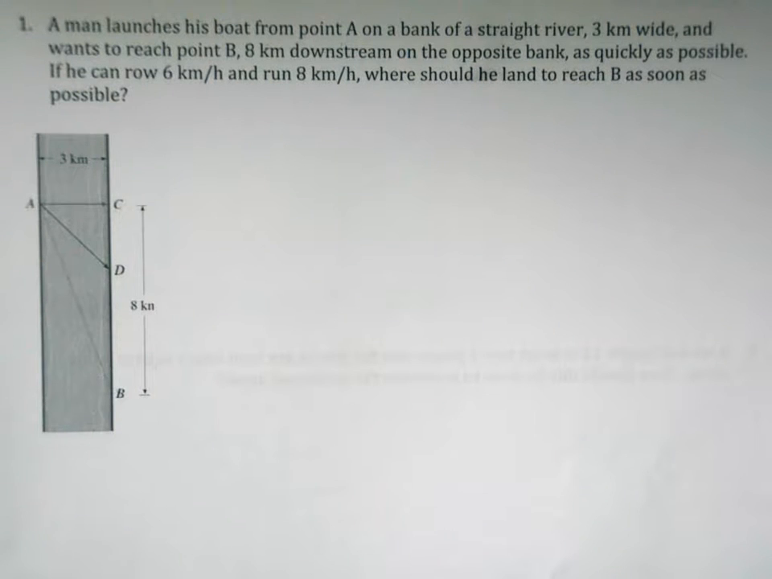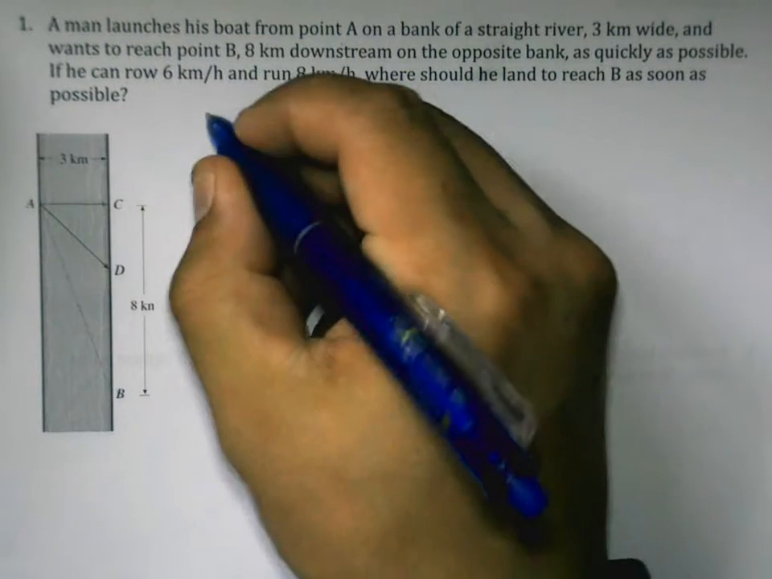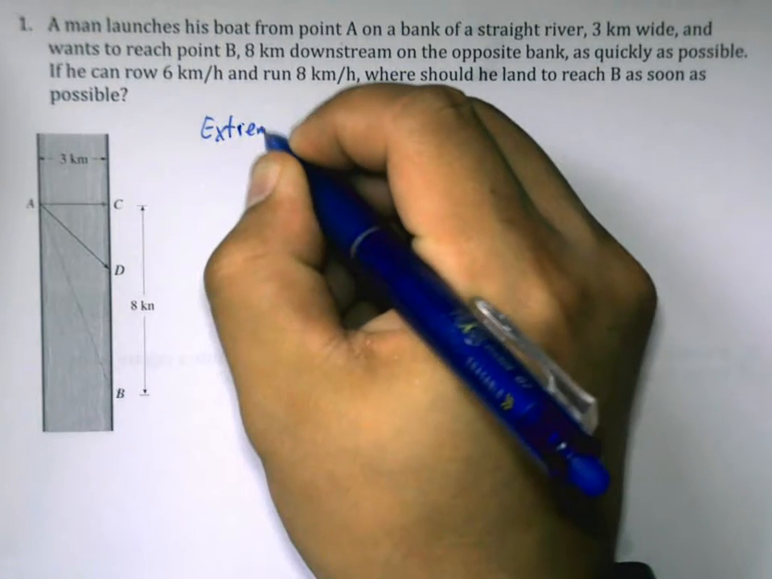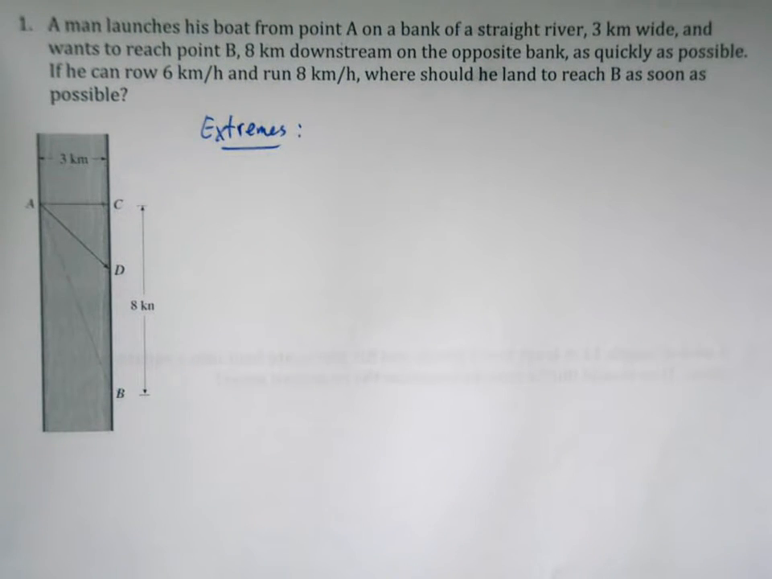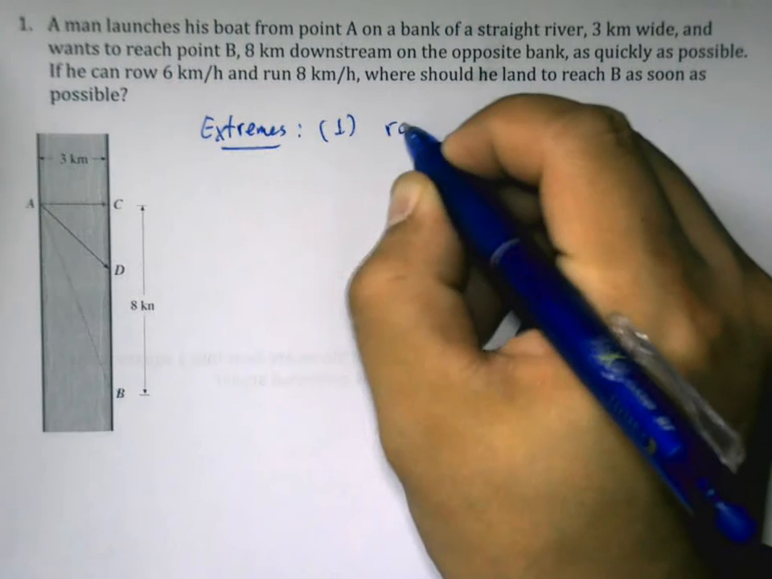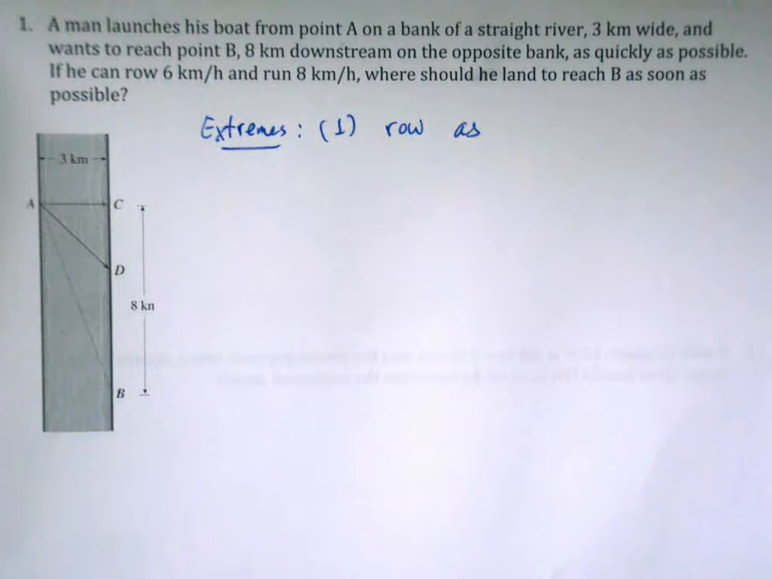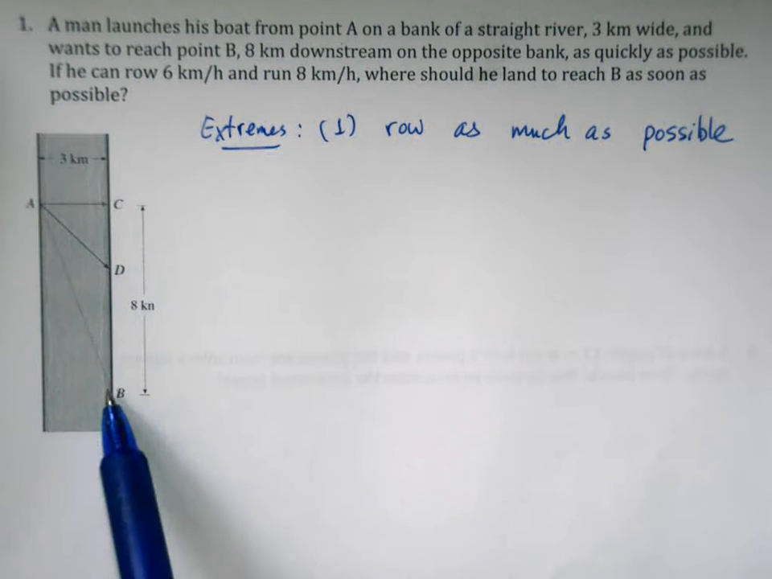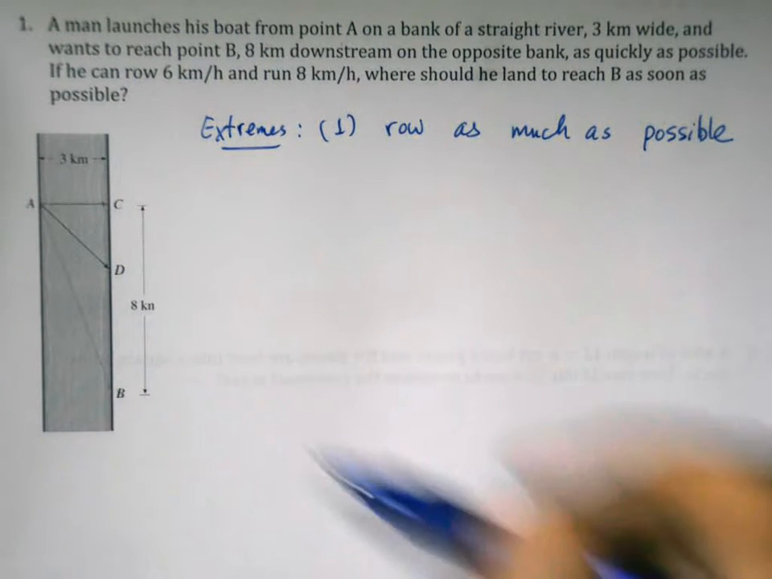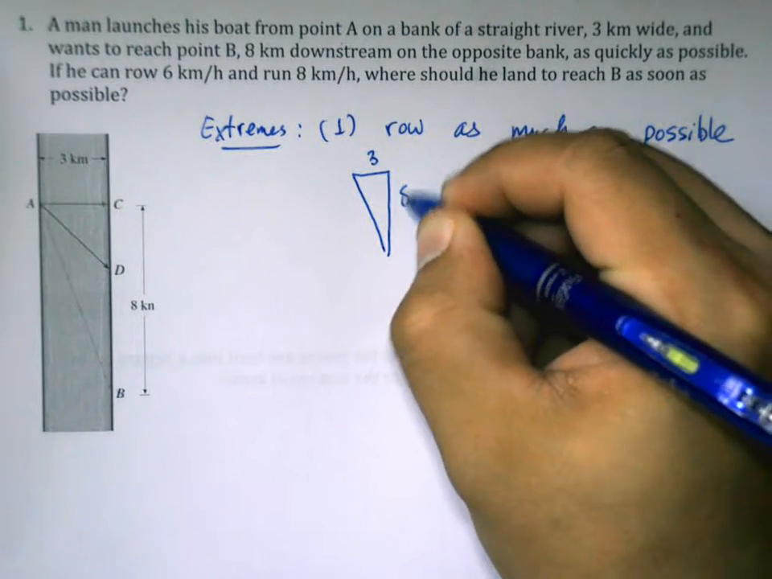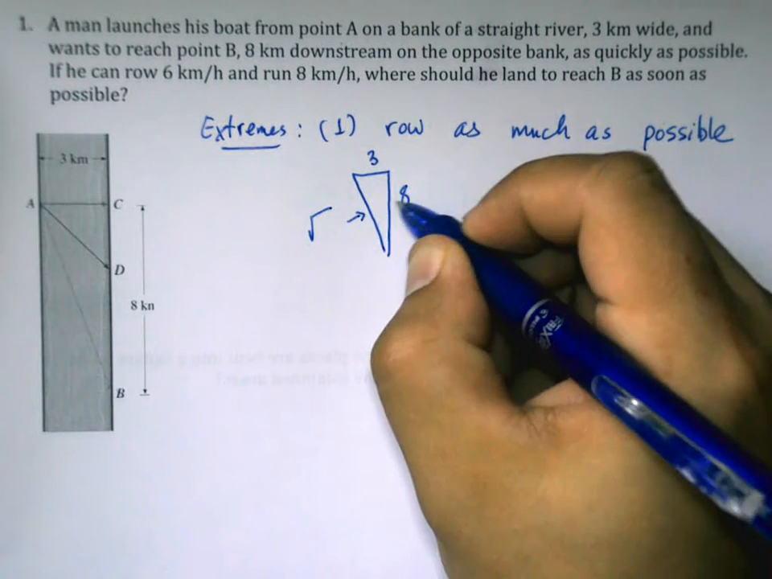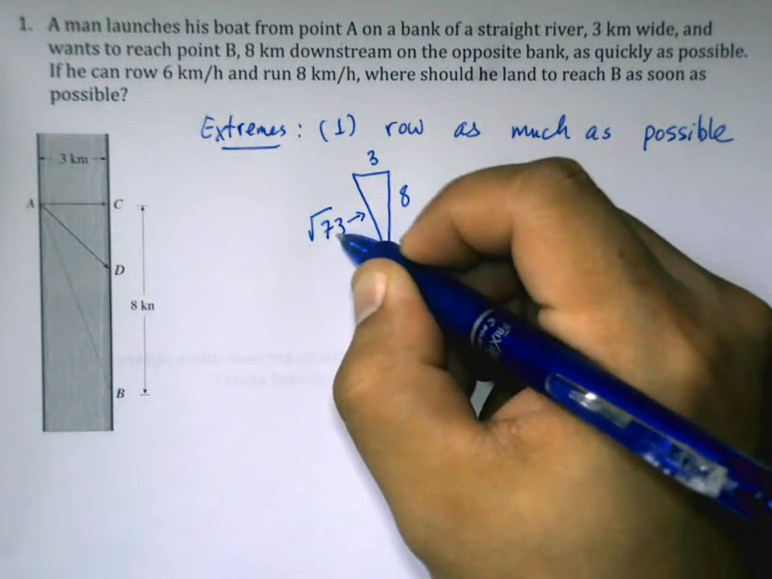Well, we can think of this before we actually attack the problem. We can think of this as two extremes, okay? So look at the extreme scenarios. In the first extreme, he could just row as much as possible. So row as much as possible. In other words, he could go directly from A to B. Okay. So that distance is, since this is 3 and this is 8, this distance here is the square root of 8 squared plus 3 squared, or the square root of 73.